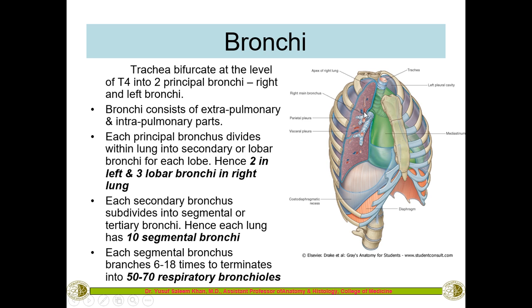On the right side of the lung as well as on the left side, there are 10 segments, small areas, and these are aerated by the segmental bronchi. Each segmental bronchus branches again 6 to 18 times to terminate into 50 to 70 respiratory bronchioles each. These keep on dividing until they become the respiratory bronchioles, then the alveolar sacs, and then alveoli. From the respiratory bronchiole onwards, the exchange of gases takes place.